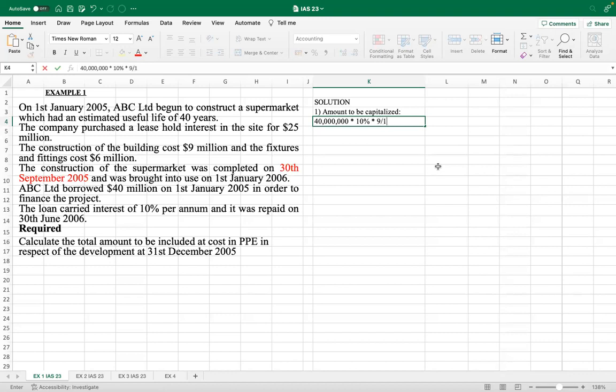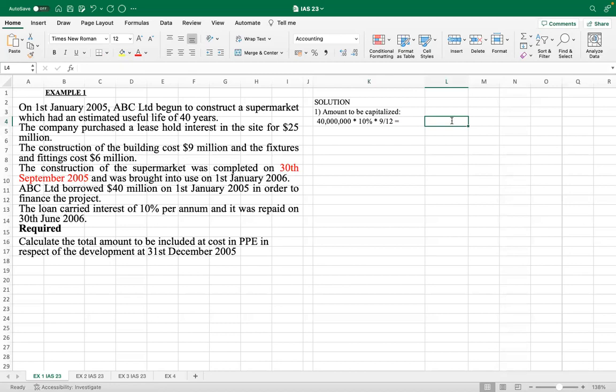So you will prorate it to 9/12 because capitalization stops immediately construction ends. So in that case, the amount to be capitalized, you take the 40 million times 10% times 9 divided by 12. So we get 3 million. 3 million is the amount to be capitalized.